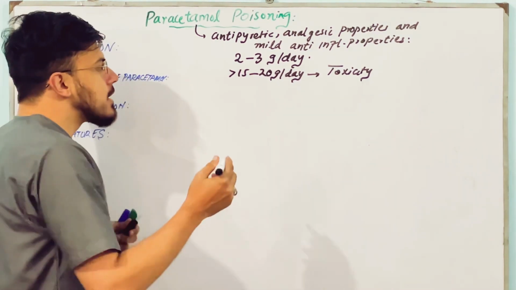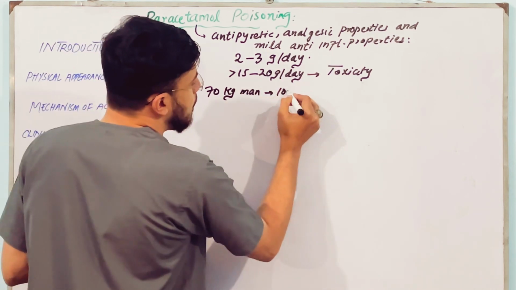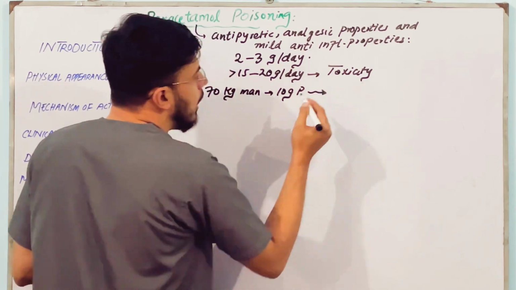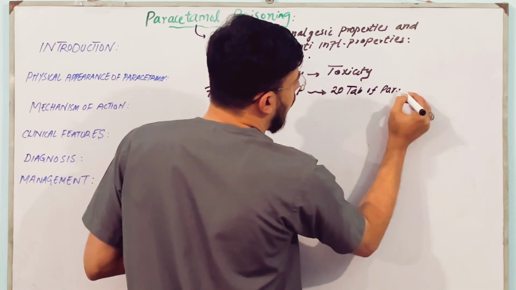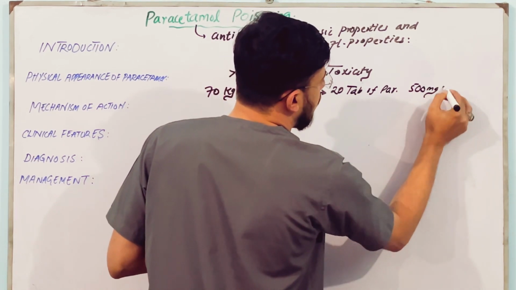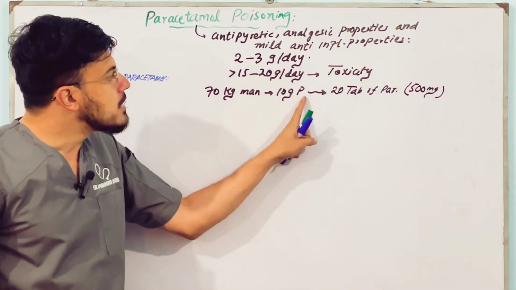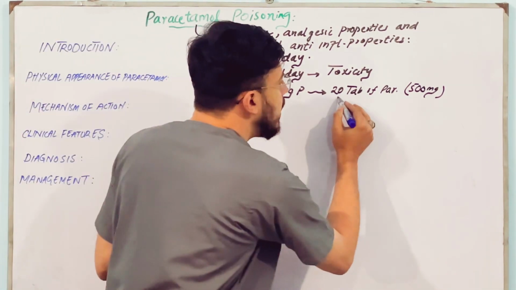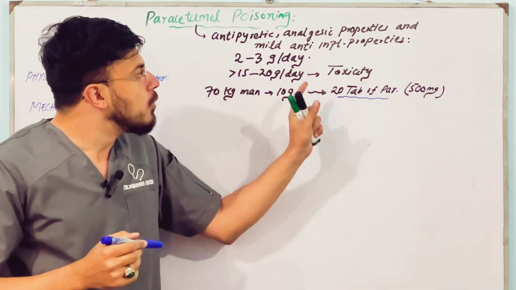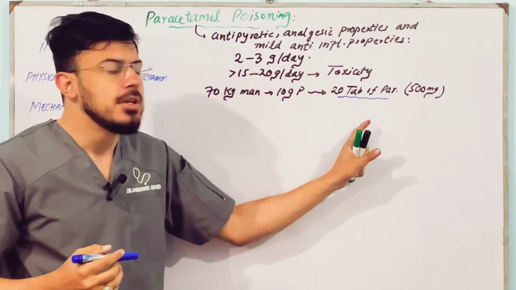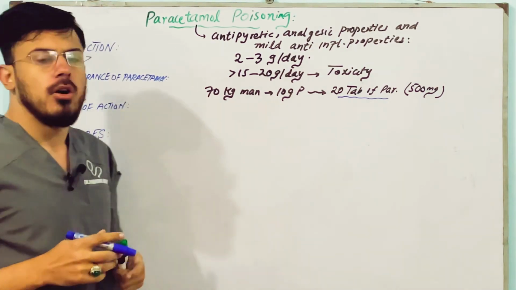Let's say we have a 70 kg man. 10 gram of paracetamol is equal to 20 tablets of paracetamol of 500 mg dose. So if the patient takes 20 tablets of paracetamol at the same time, it would lead to toxicity.